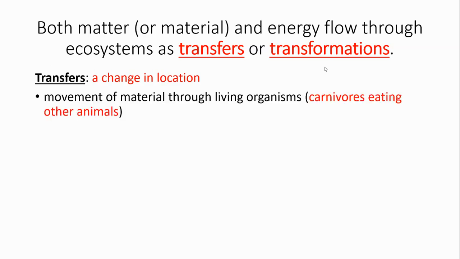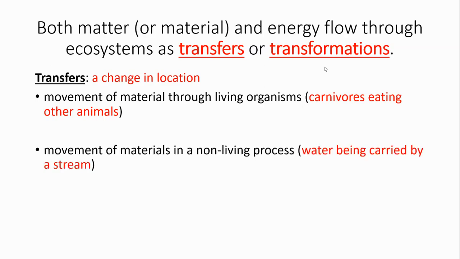Okay, so examples of transfers in an ecosystem might be movement of material through an organism. So, if a carnivore, so a meat-eating animal, is eating another animal, it's going to transfer that matter. Eventually it will transform, but we'll get to that. So movement of materials in a non-living process. So think of water flowing down a stream or a river. That would be a transfer of material. So water being transferred from one location to the other.